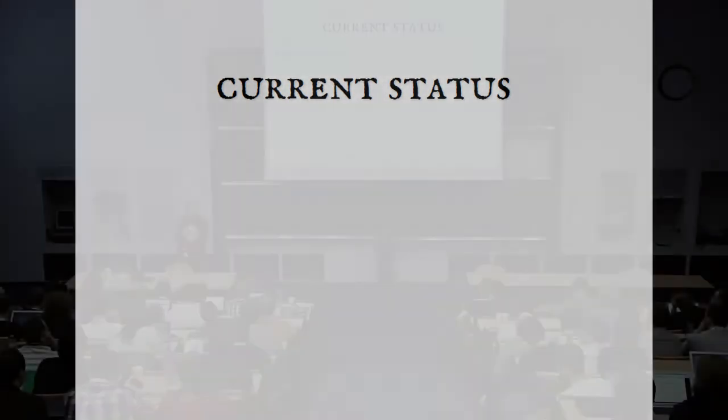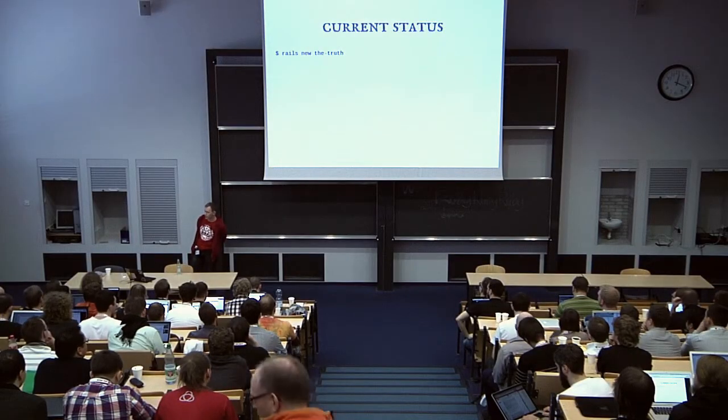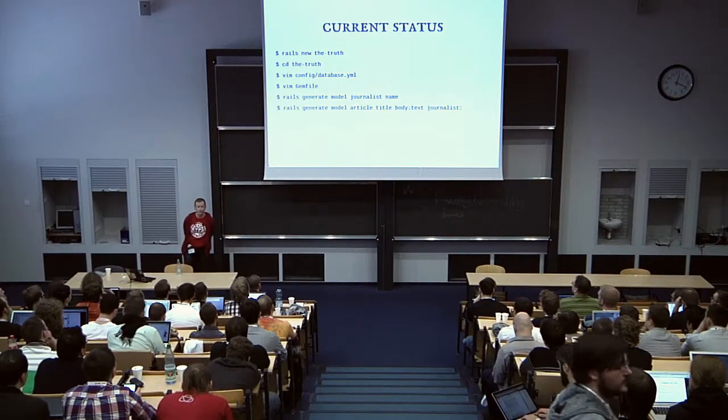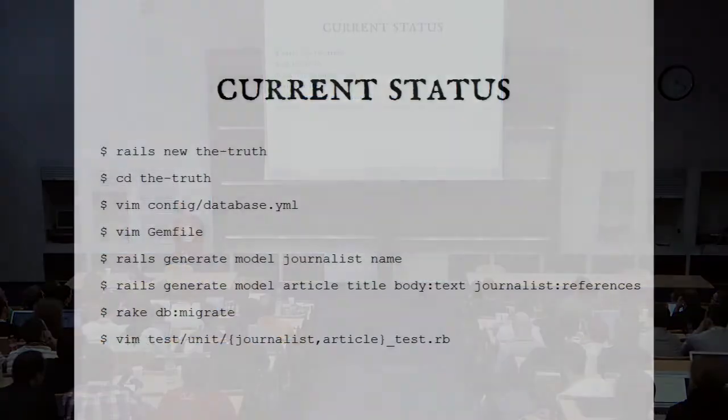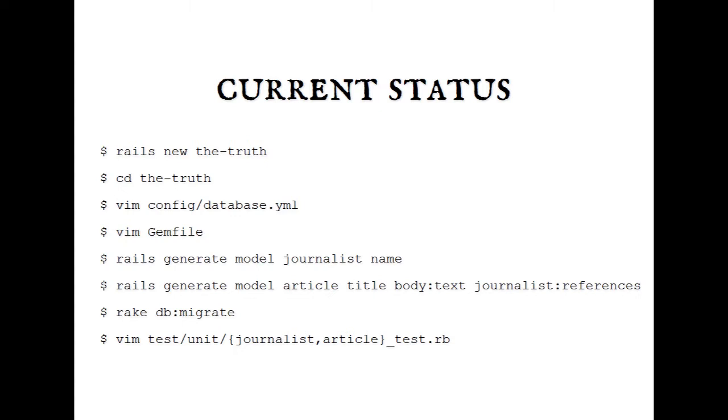So what do we do? Let's say we want to have a website. The print media is getting really large now, so let's say we want to have a website for a new paper, the Truth. We create the Rails app. We edit the database config to point it at MySQL. We edit the Gemfile to uncomment therubyracer. And then we generate our first model, our second model. We run rake db:migrate. And then we start editing tests, if we're into this kind of thing.